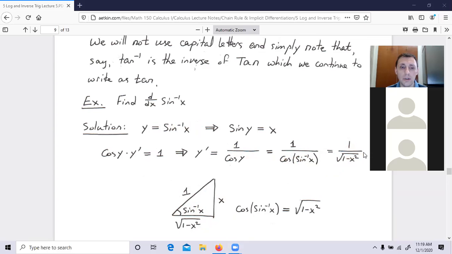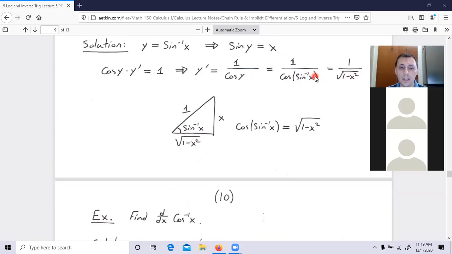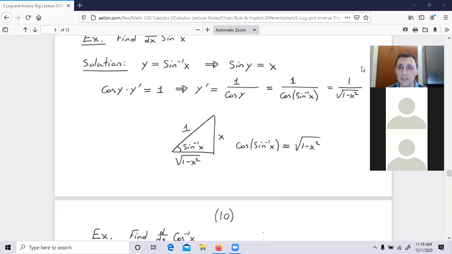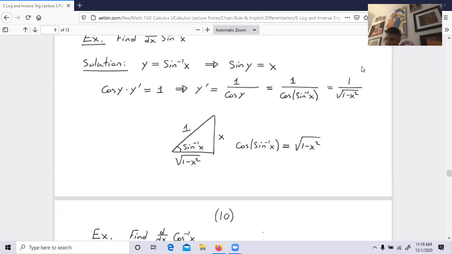Let's see if you are. Your next goal is to find the derivative of cosine inverse. Go ahead, calculate derivative of cosine inverse, please. And do it very fast, guys. I don't have time.